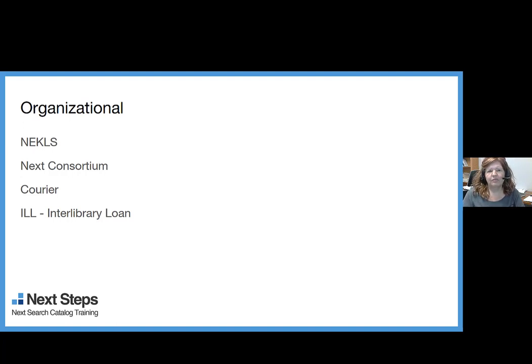I think it's almost 50 libraries now have access and use the Next catalog, Next Search catalog, of which the OPAC that we're talking about today is a big part. But the idea behind using the same catalog is we can share books very easily, and part of that ability to share books very easily involves things like the courier, which runs books from one library to the next.